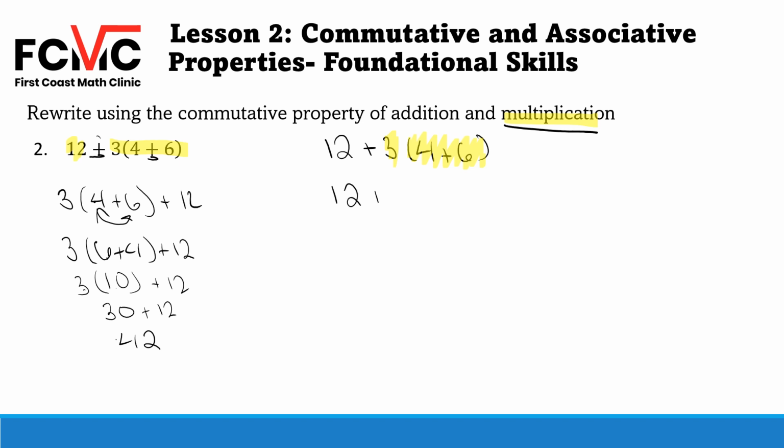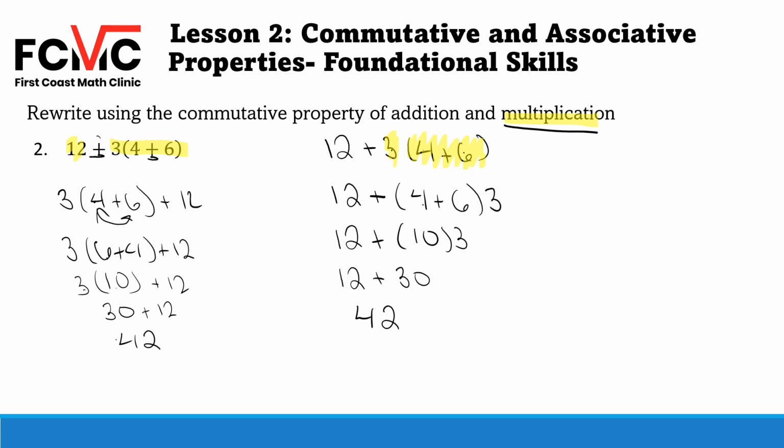Then our commutative property of multiplication says I can switch the order of the 3 and the 4 plus 6. All right, so if we switch that, 4 plus 6 is going to give us 10 times 3, and we get 12 plus 30, which is 42. All right, so using our commutative property of addition and our commutative property of multiplication, we get 42 and 42. So we get the same answer both ways.